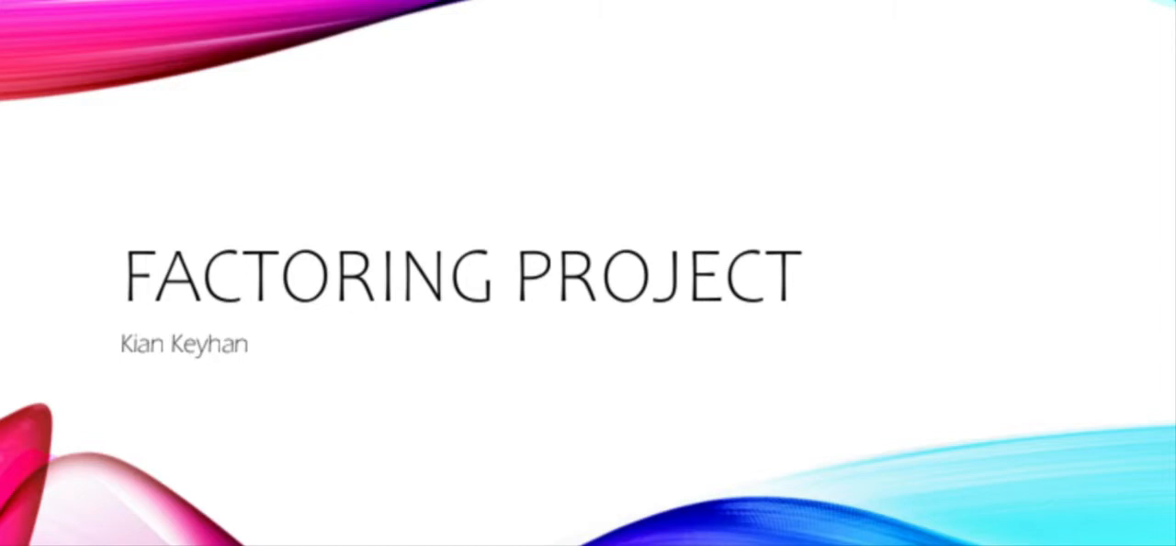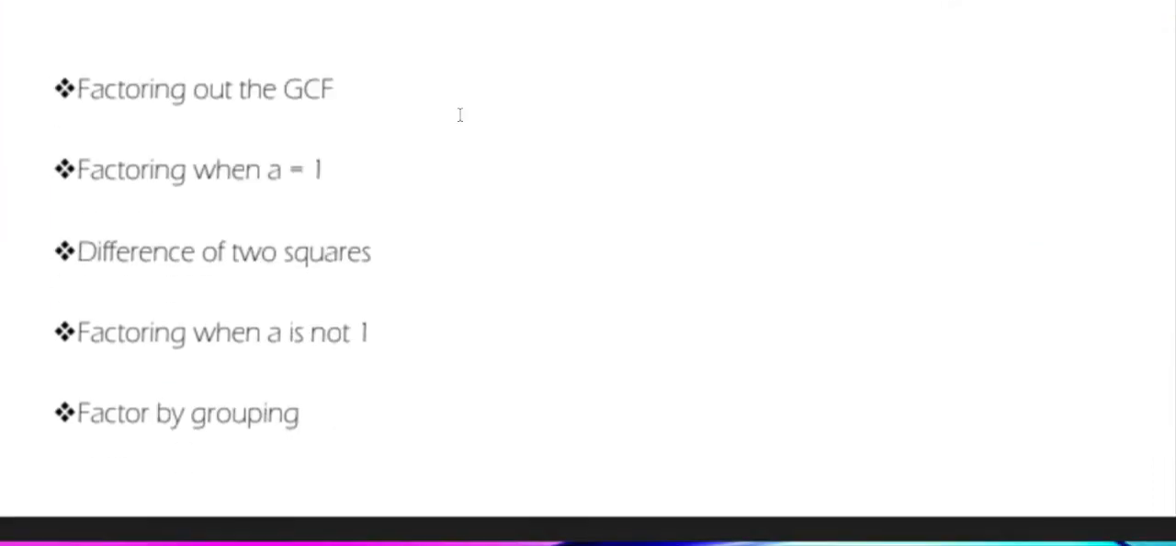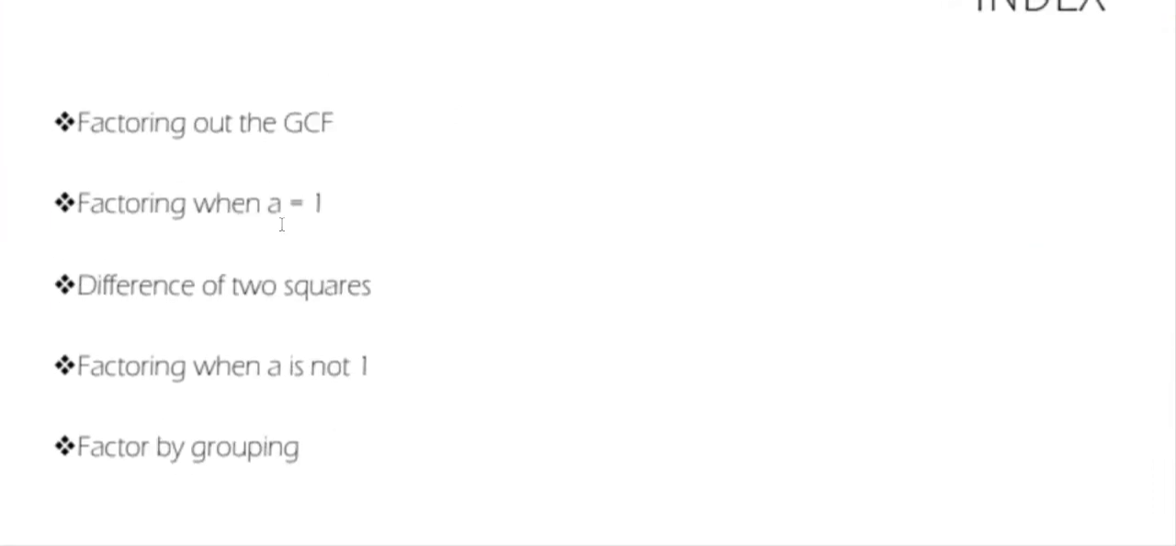Factoring is a very important topic of Algebra 1 and math in general. There are many different ways to factor polynomials, and in this video, I'm going to show you 5 ways of factoring polynomials, with each method having one practice problem. I'm going to show you how to factor polynomials by factoring out the GCF, factoring when a is equal to 1, difference of two squares, factoring when a is not 1, and lastly, factoring by grouping.